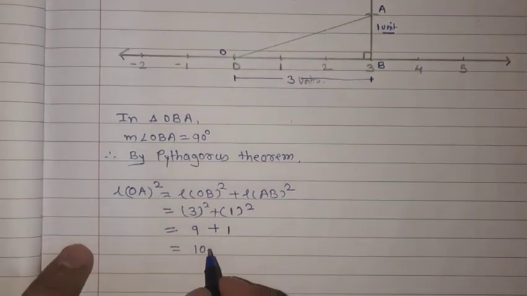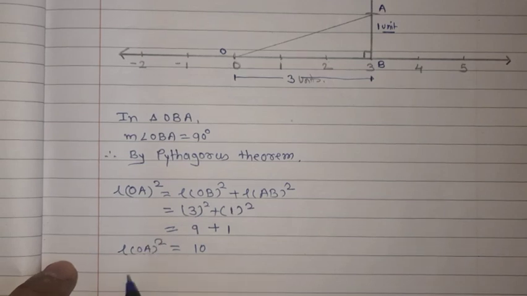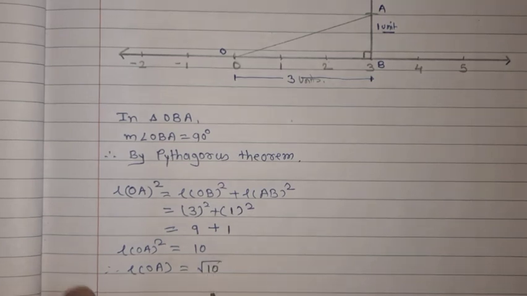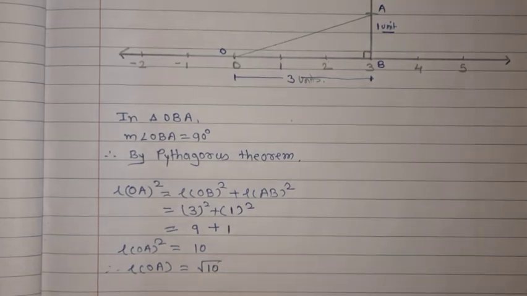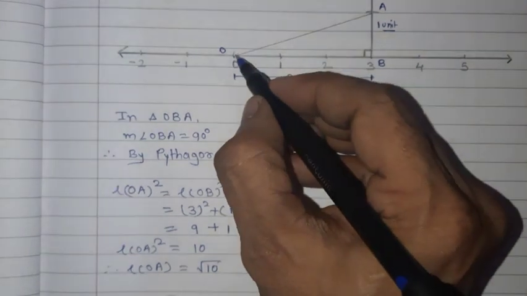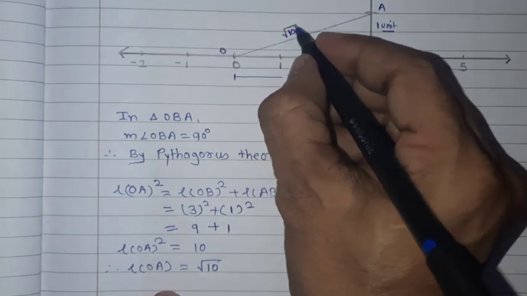Therefore, we got length OA square is 10. Therefore, length OA is equal to root 10. We are taking the square root of both the sides. Now, dear student, length OA is root 10. We have to write here length OA is root 10.